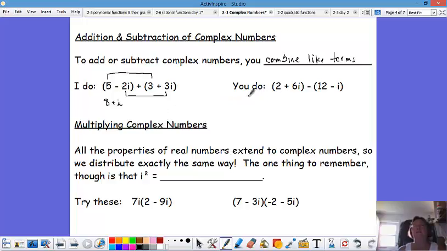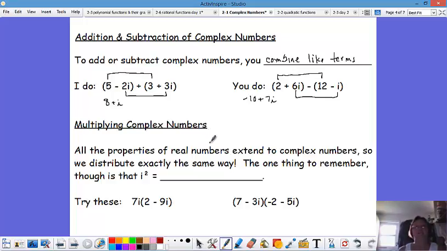I want to give you a chance to do this one. This would be a great place to pause the video, see if we come up with the same result. Okay? Alright, here are our real number parts. So we have 2 minus 12. That's -10. And here are our two imaginary parts. We have 6i minus -i, and subtracting the negative means positive, so we have 7i there. -10 plus 7i. Is that what y'all got? Hope so. Alright, multiplying complex numbers.